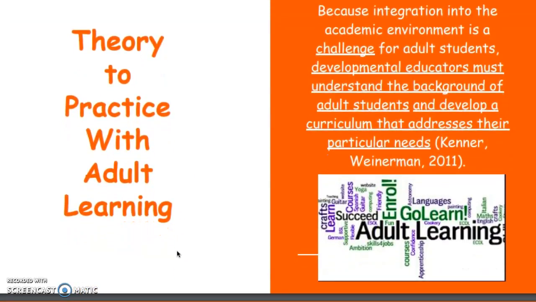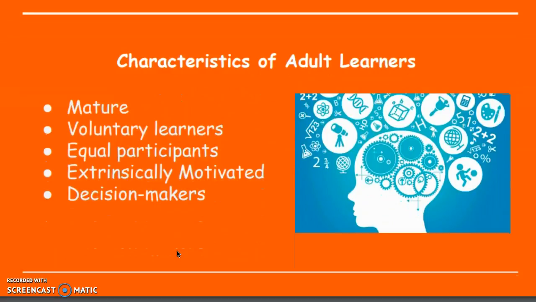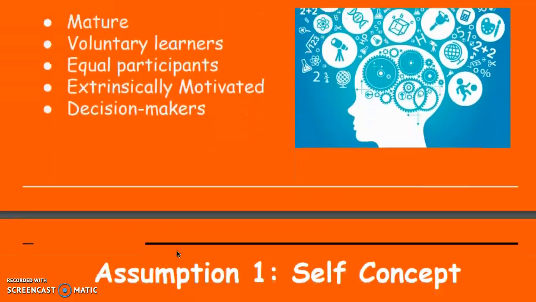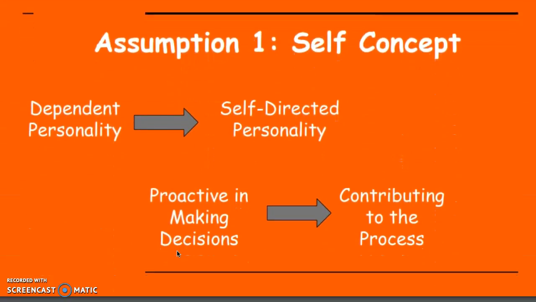provide a definition of adult learning. We were able to identify different characteristics of adult learners and then move forward into the 5 assumptions of different adult learners.